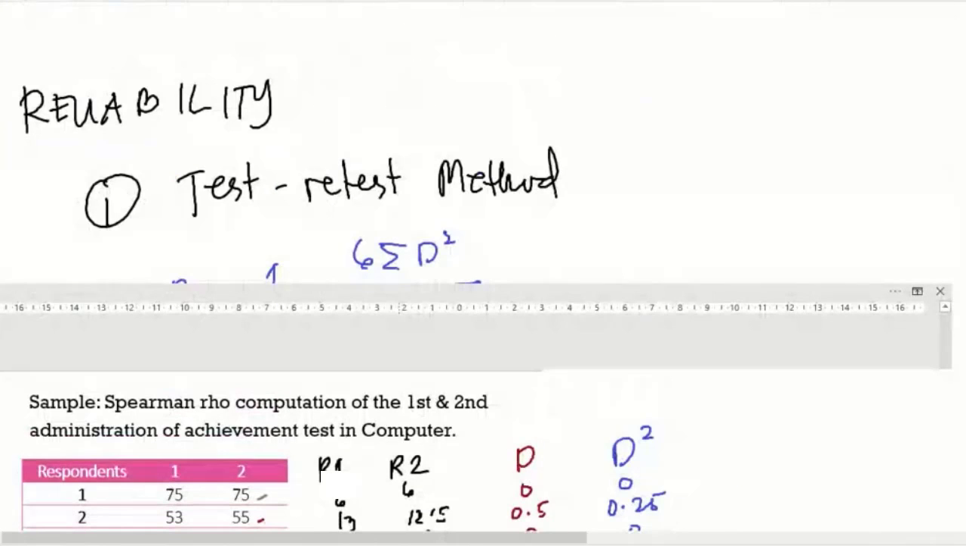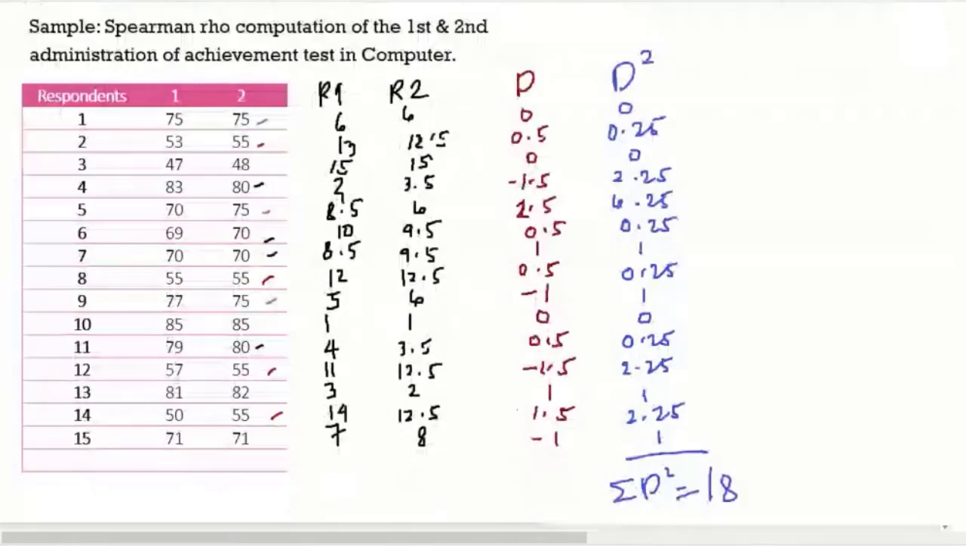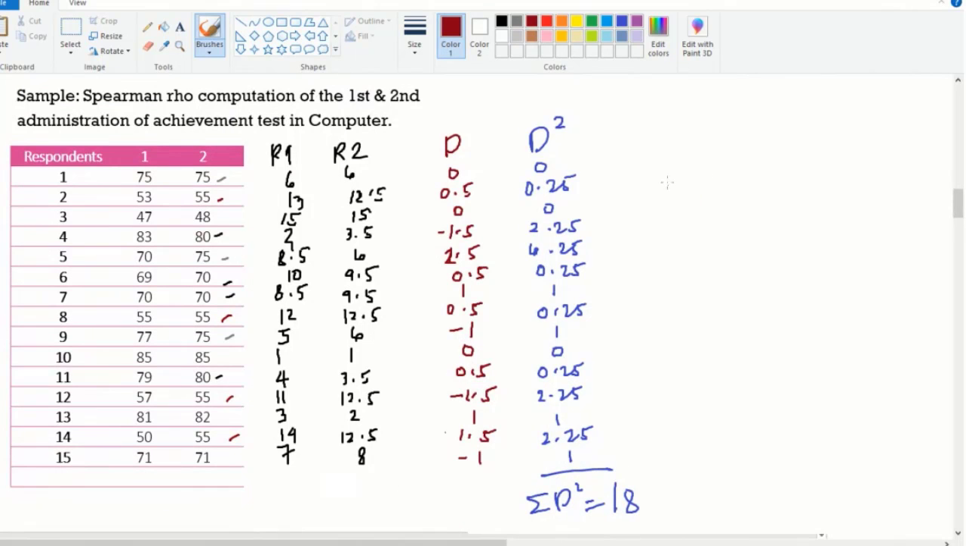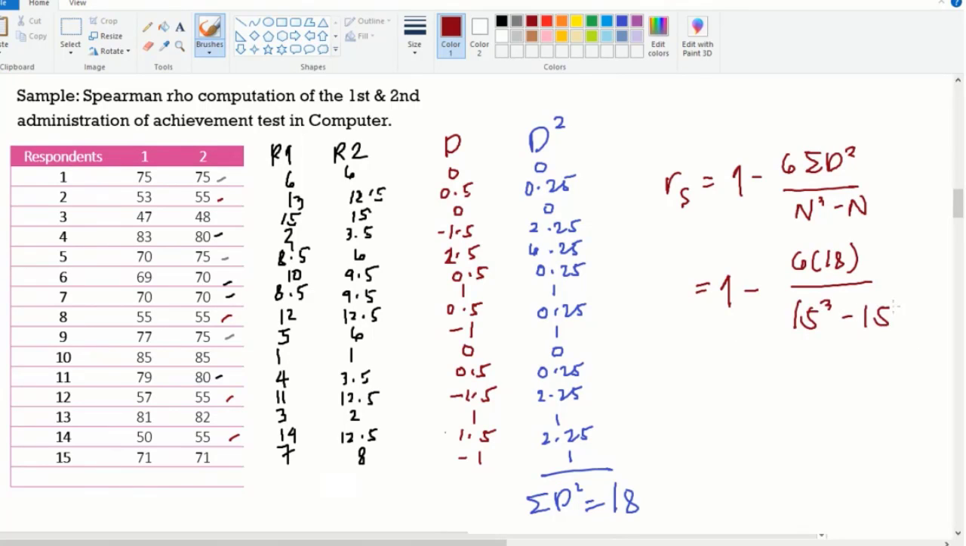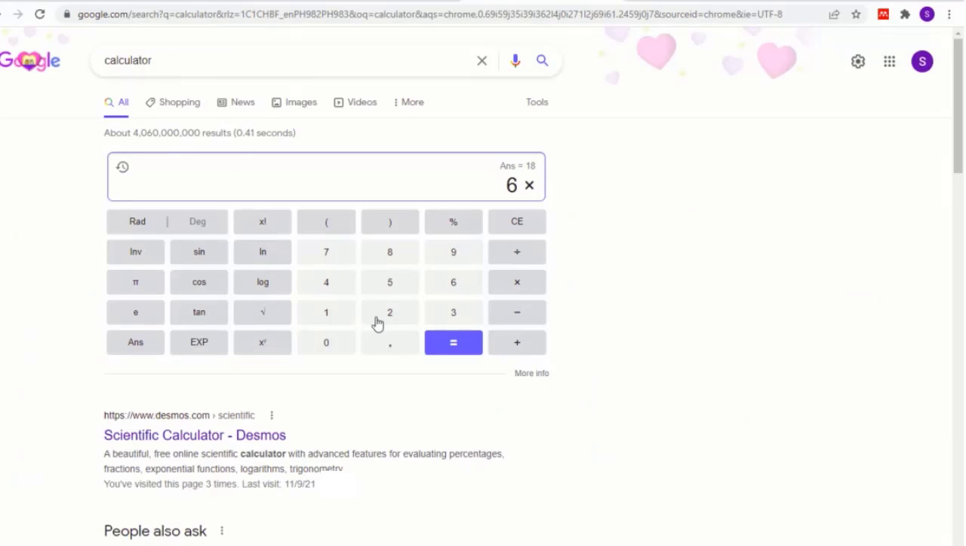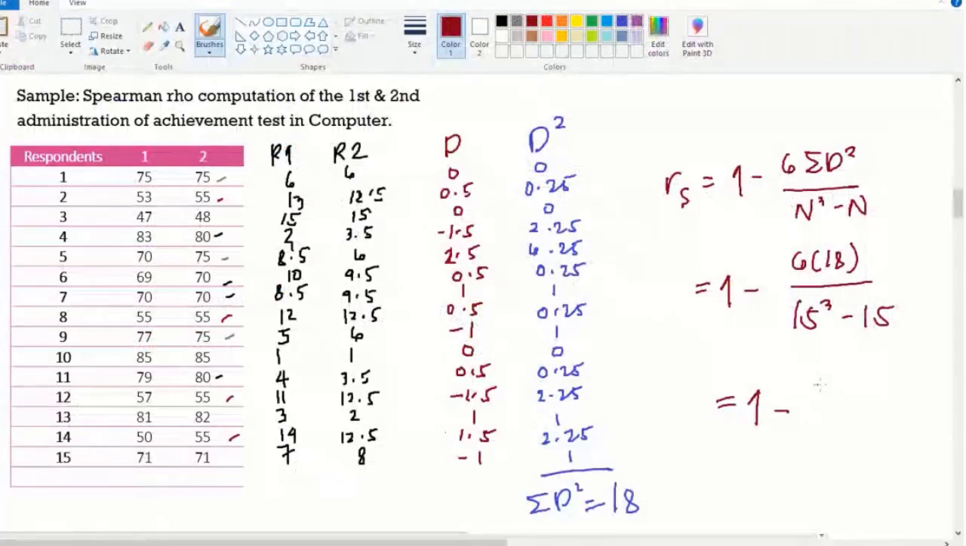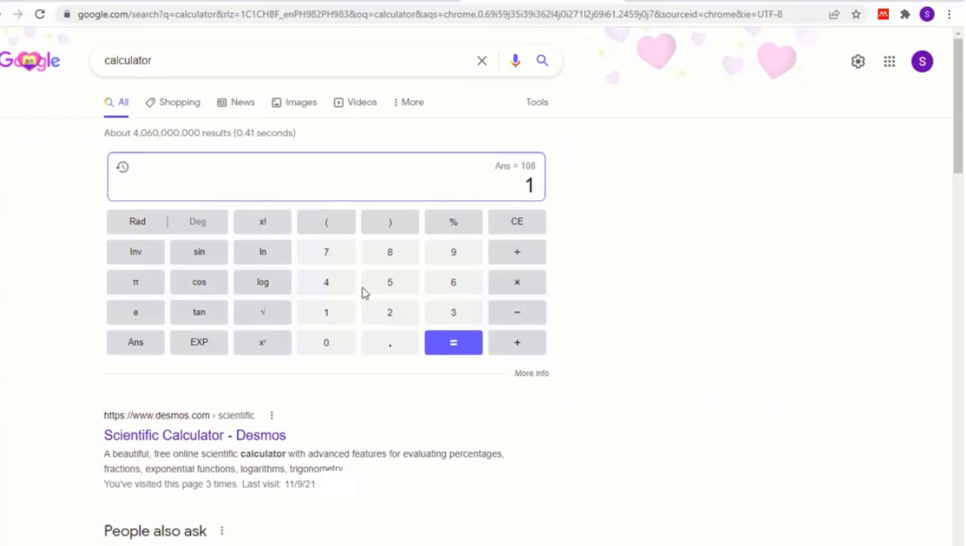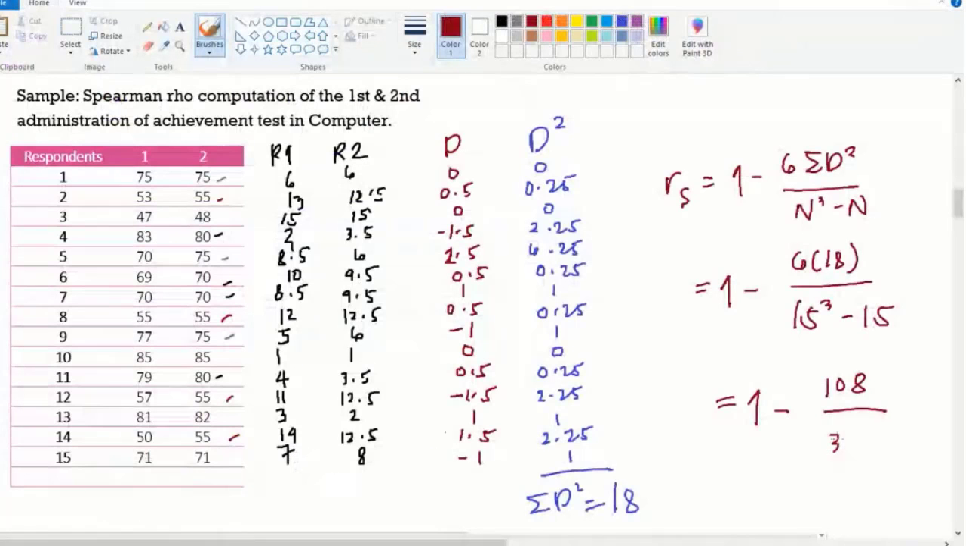But guys, hindi pa tapos ang lahat. Ay, natabunan ko ang formula. Well, anyway, ang formula kasi natin, di ba, is RS equals 1 minus 6 summation of D square over N cube minus N. Okay, so 1 minus 6 times 18, kasi ito yung summation of D square. N cube, ilan ang ating students? Sorry, respondents, 15. So, 15 cube minus 15. 6 times 18, 108, divided by 15 cube minus 15, 3360.